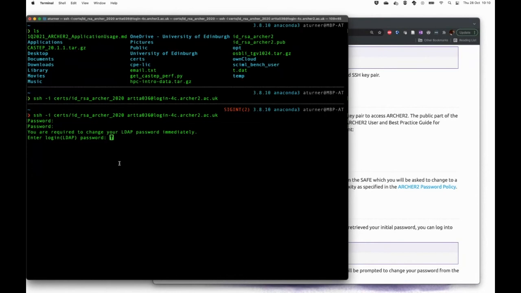So the first thing it does is ask me to change my LDAP password. That's just my login password. So it asks me to enter the current one again. That's the same one that I've just picked up from Safe. Okay, so I'm going to put that in again.